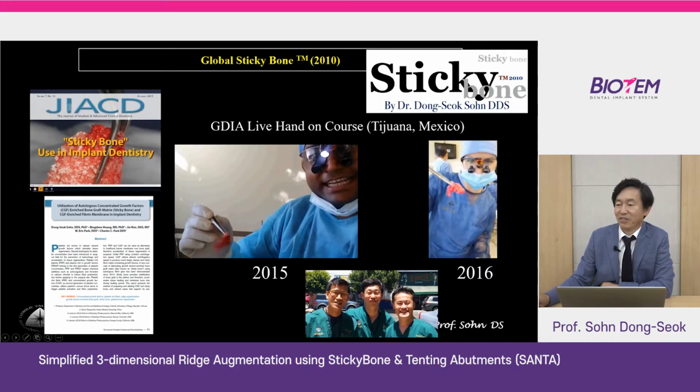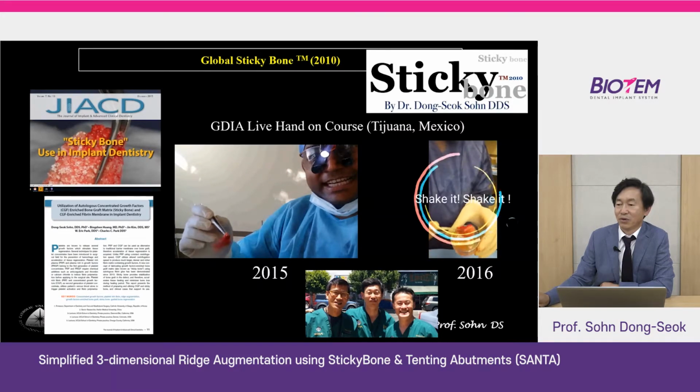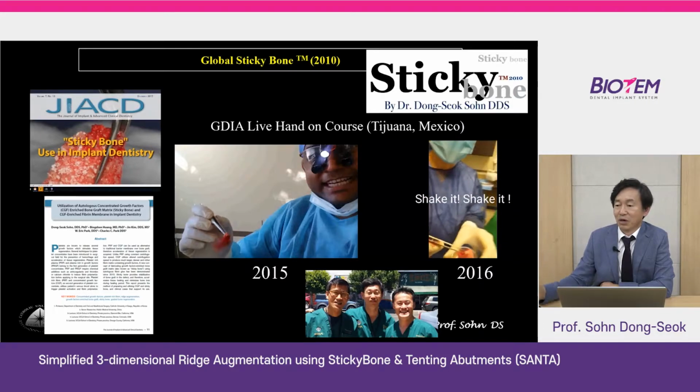They were very happy with this result. This sticky bone can make your candidate augmentation. It's simple.